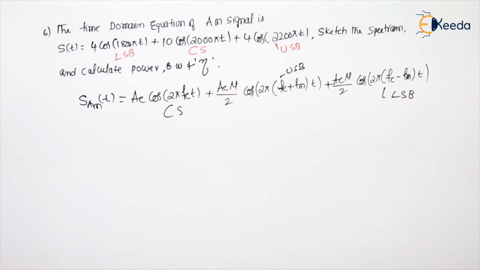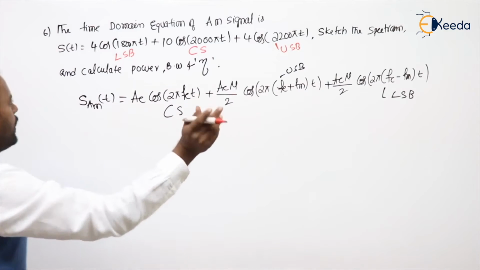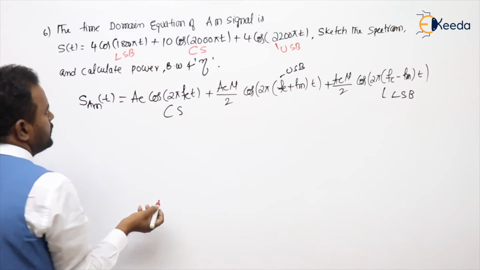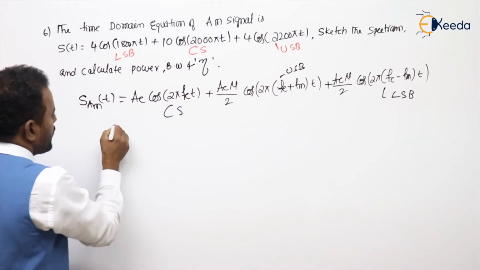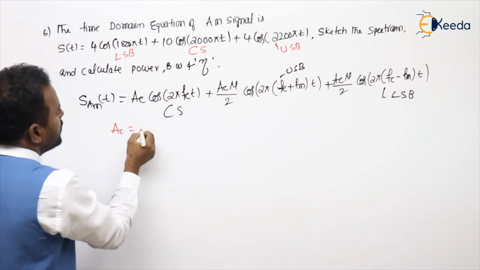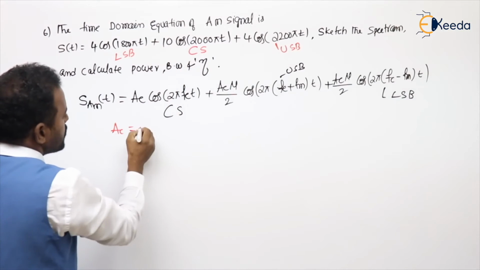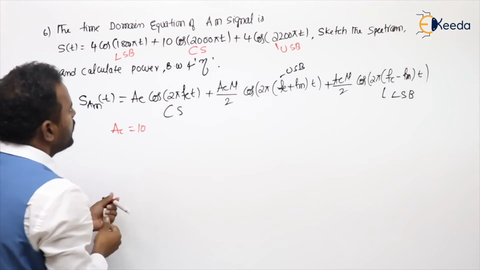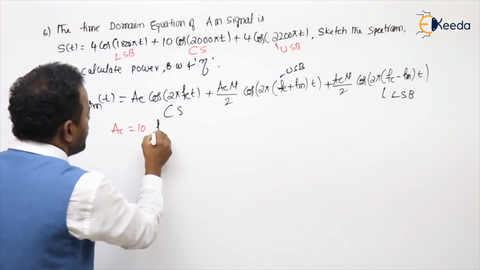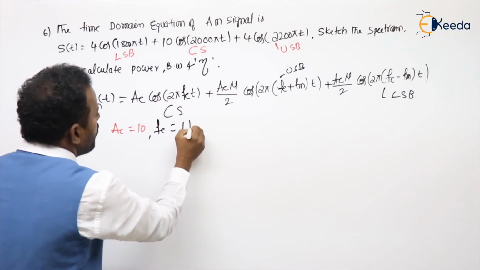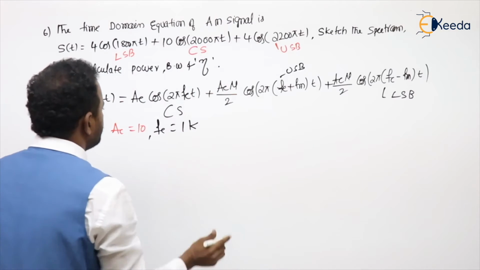Are you getting my point or not? If you compare both, I will let the spectrum wait. If you compare the both, what is the AC value? The middle frequency, the middle one, will be the carrier term, so 10 volts. Then what is the frequency? Frequency will be nothing but 1 kilo divided by 2 pi.